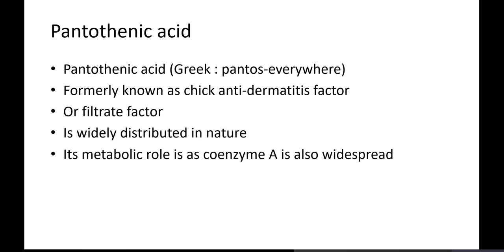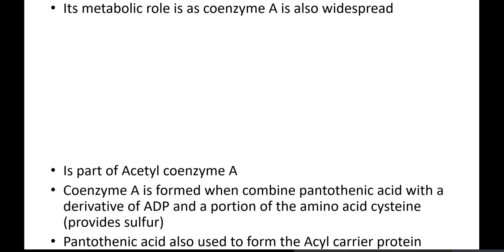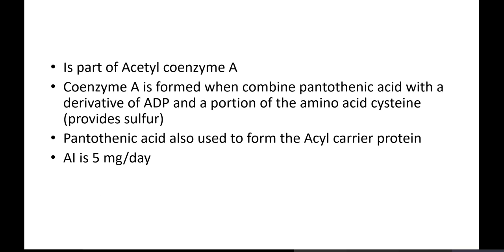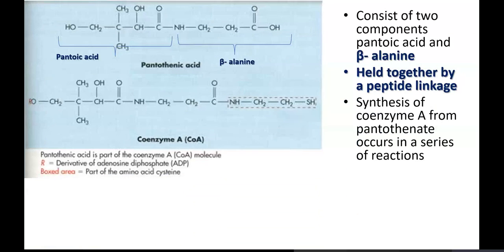Its metabolic role is basically as coenzyme A, and it is widespread. Pantothenic acid consists of two compounds. You will find that it has two components: pantoic acid and beta alanine, held together by a peptide linkage. Do you see this peptide linkage? So pantothenic acid consists of two components, pantoic acid and beta alanine.